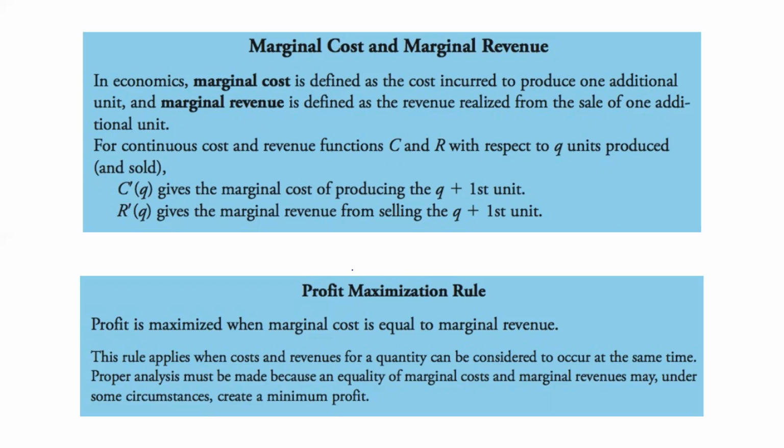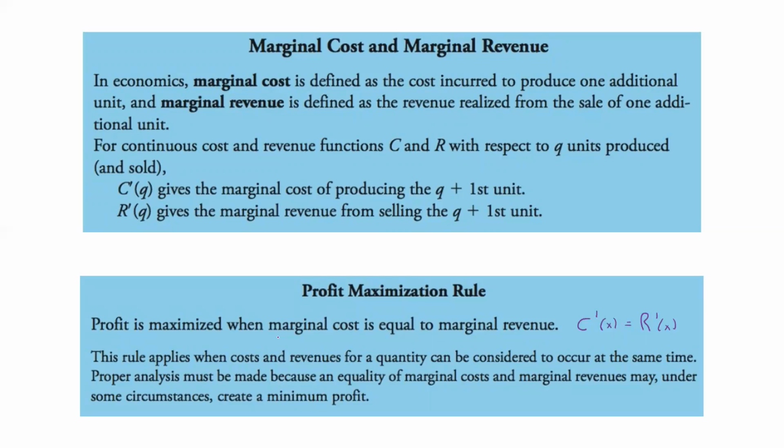Now, the profit maximization rule basically states that profit is maximized when the marginal cost is equal to the marginal revenue. So basically, we have our C prime of whatever X or Q is equal to our revenue derivative as well. So when those two are equal, profit is going to be maximized.